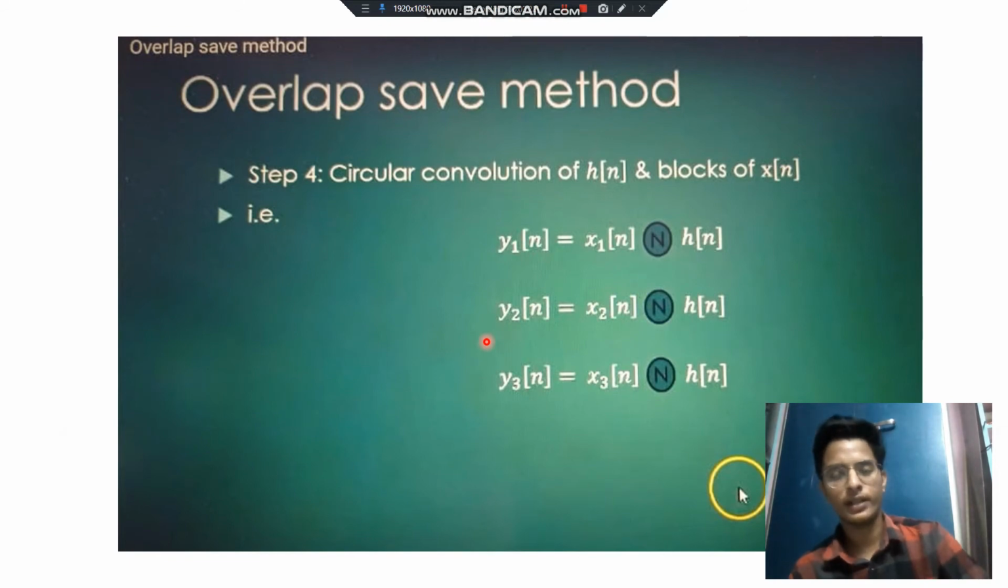In the next step, we take the circular convolution of the individual blocks with the impulse response. To get the y1 of n response, we take the circular convolution of the x1 of n block and the given impulse response h of n. Similarly, to get y2 of n, we take the circular convolution of x2 of n with the impulse response h of n, and so on.